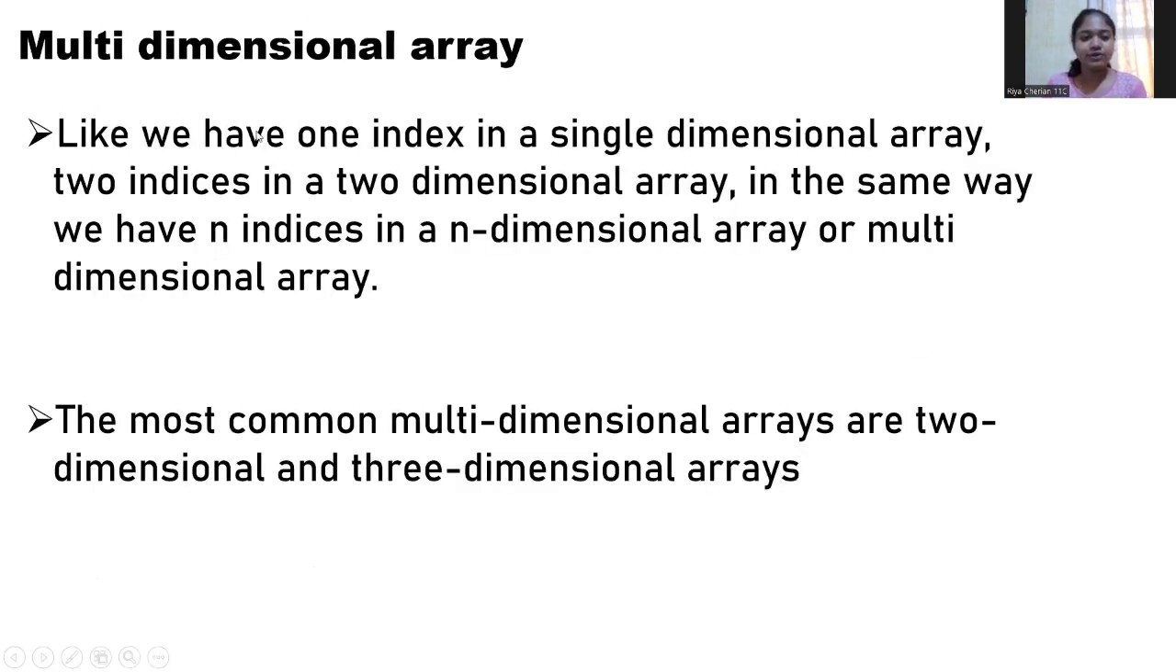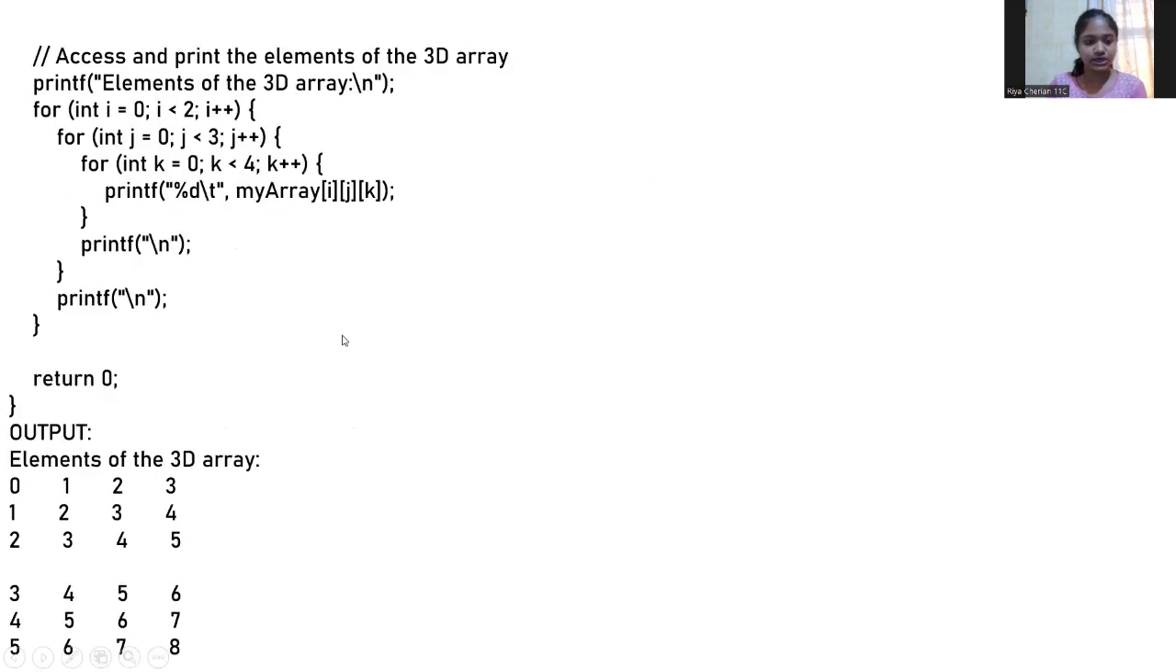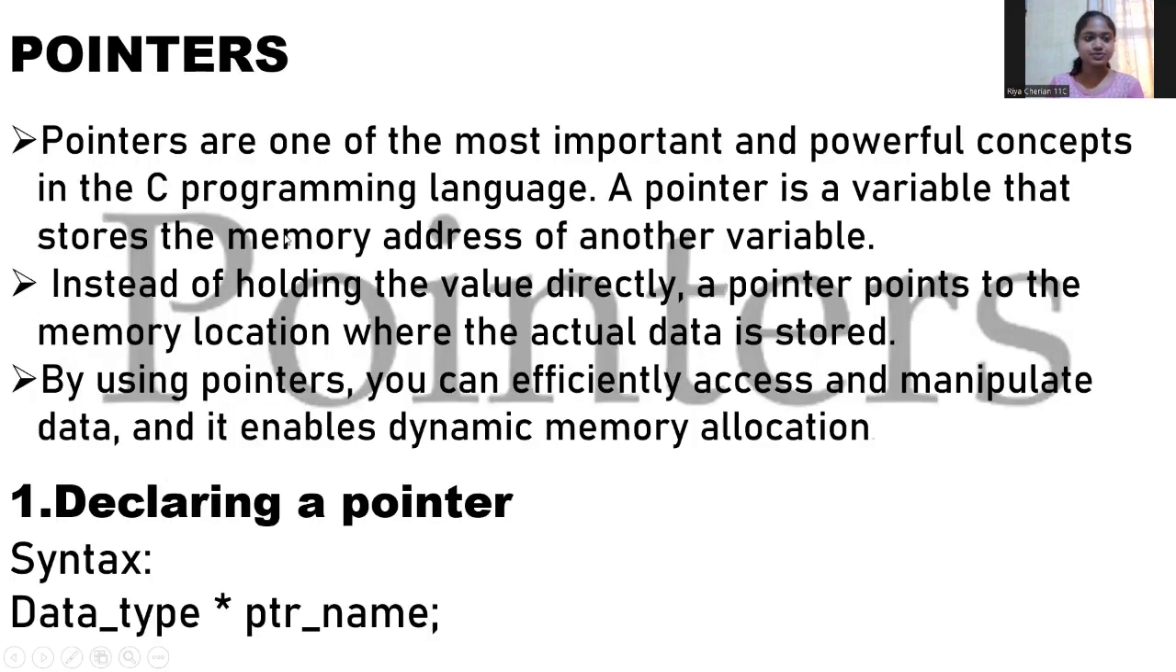Multi-dimensional array. Like we have one index in a single-dimensional array and two indices in a two-dimensional array, in the same way, we have n indices in an n-dimensional or multi-dimensional array. The most common multi-dimensional arrays are two-dimensional and three-dimensional arrays. As you can see, it consists of two matrices of 3 rows and 4 columns.